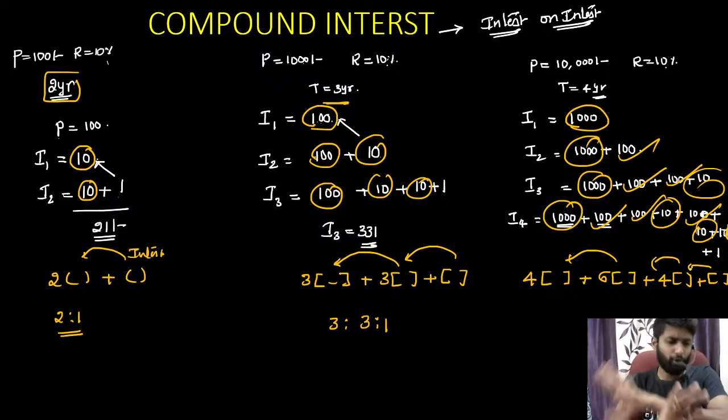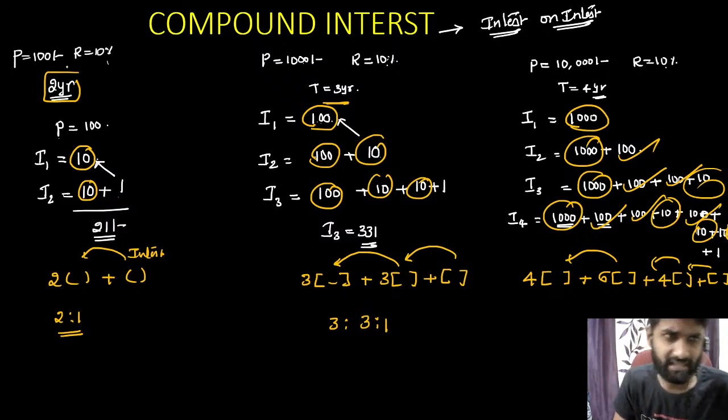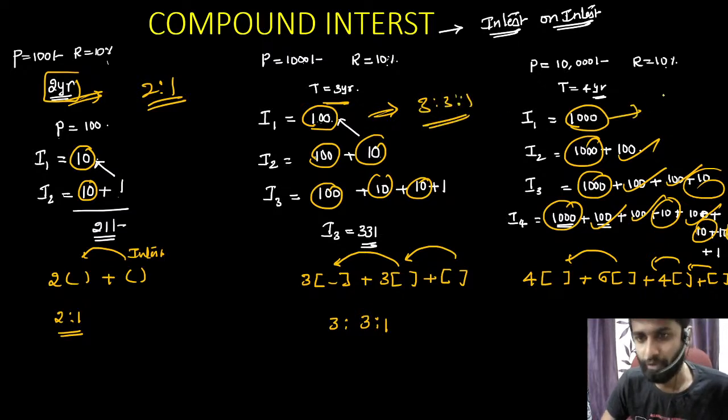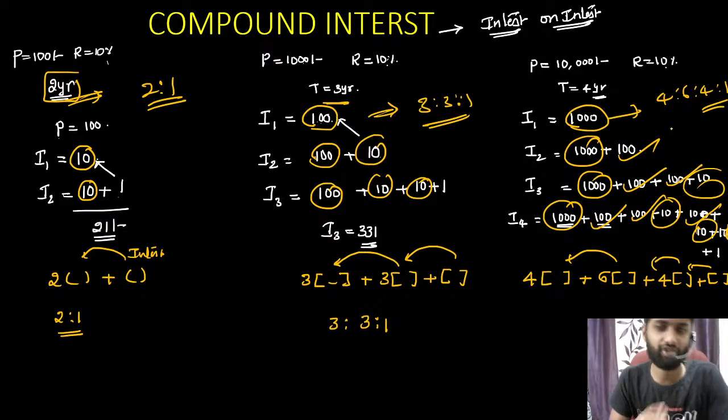Now if you go with any questions related to compound interest, if the question is for 2 years, remember that the ratio becomes 2:1. If the question is for compound interest for 3 years, the ratio becomes 3:3:1. Just keep it in mind. If you go with the 4 years concept, the ratio becomes exactly 4:6:4:1. Just keep all these ratios in mind, then you can easily solve any questions, guys.